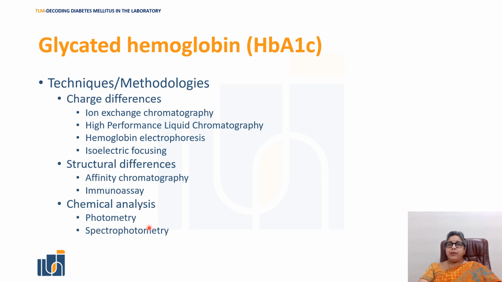Though there are so many methods and quite a few of them have been ratified by the NGSP, high performance liquid chromatography is one of the most commonly used methods in most laboratories. Apart from affinity chromatography, some labs are also using immunoturbidimetry. Like I said, we have to use an NGSP certified methodology. I'm not going into what each methodology is or the intricate details of each.